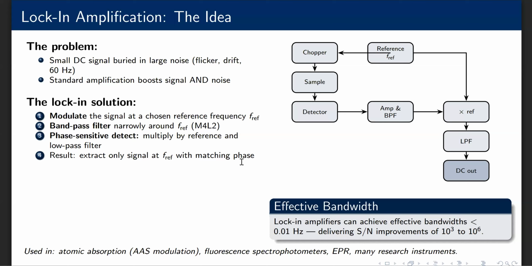Okay, so lock-in amplifiers can achieve effective bandwidths below 0.01 hertz. That's equivalent to averaging for 100 seconds per sample. So signal-to-noise improvements of 1,000 to 1,000,000 are routine. It's typically used in AAS for lamp modulation, fluorescence, EPR, and many research instruments.